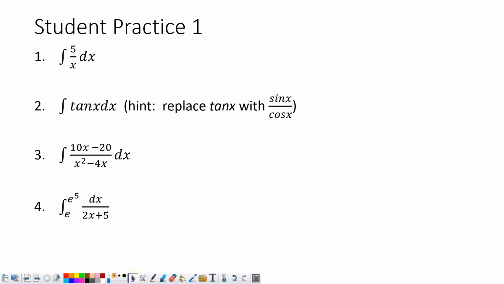So let's take a look here. I want you guys to do number 3. So do number 3 for me. See if you guys can figure out that one. Pause the video. When you unpause it, you'll see the solution.